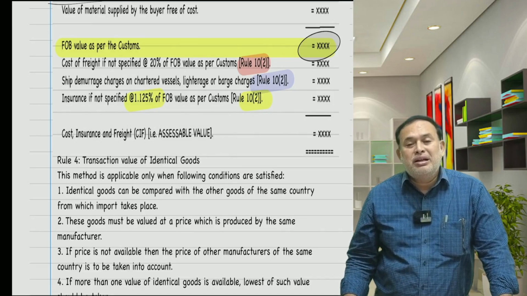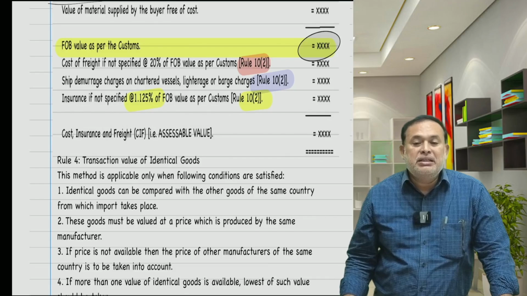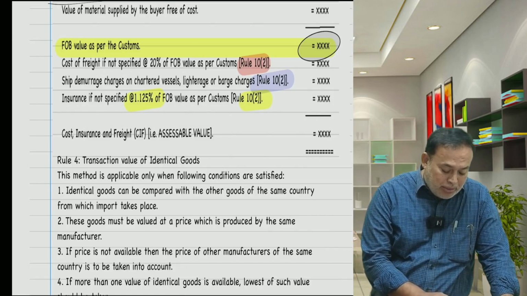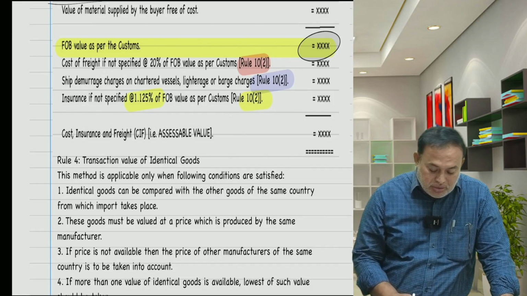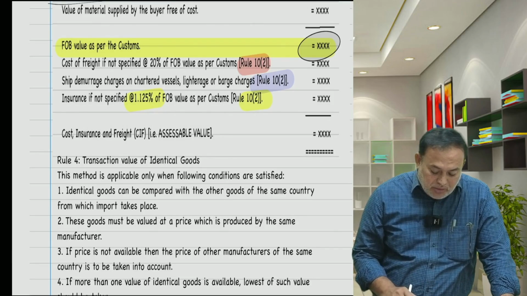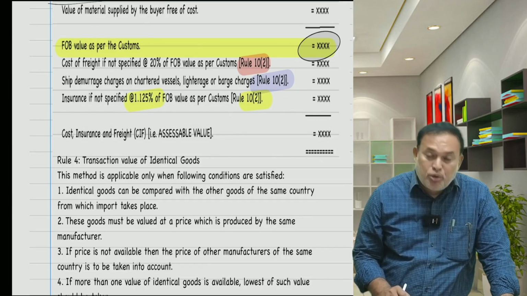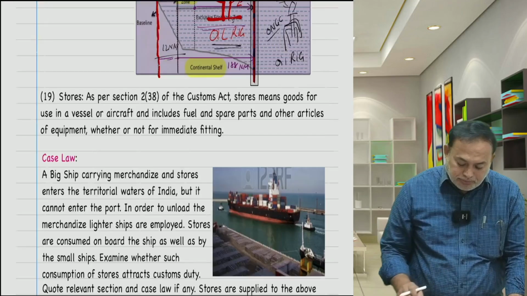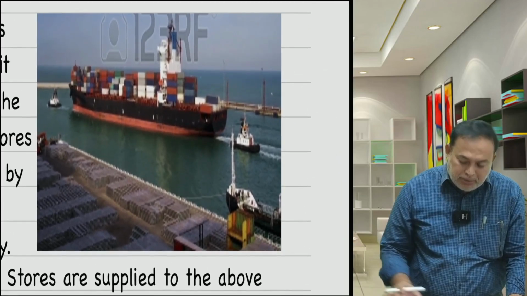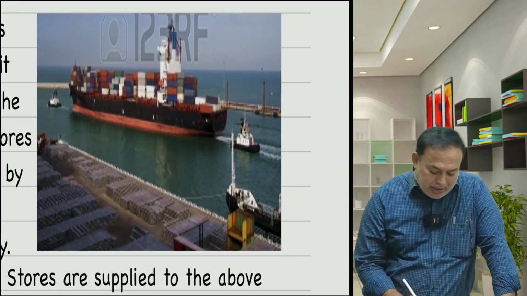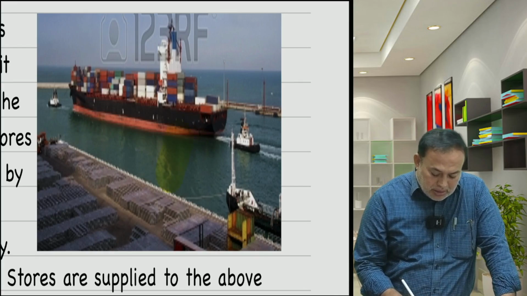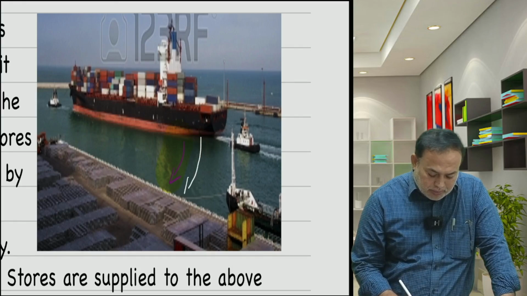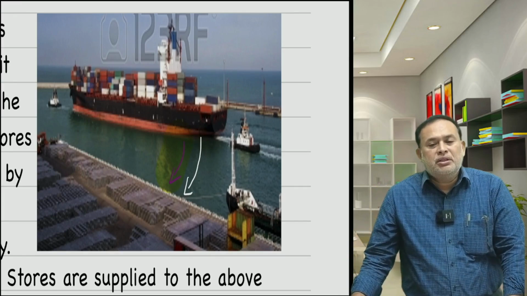Sir, what about lighterage or barge charges? I will provide clarity here. When you talk about import of goods in a particular big vessel, which is called the mother vessel, it is a very big vessel and cannot come near the port. It is too difficult for it to reach the port, because it is very voluminous.